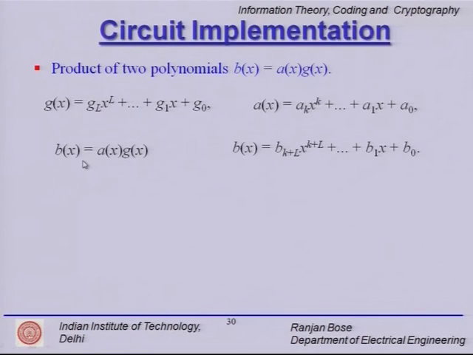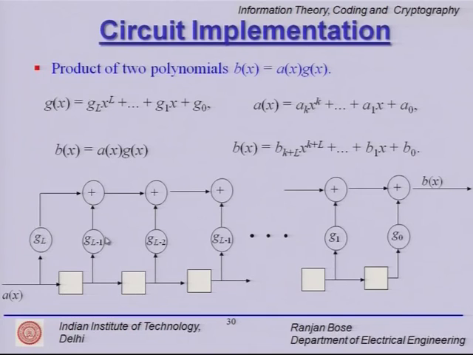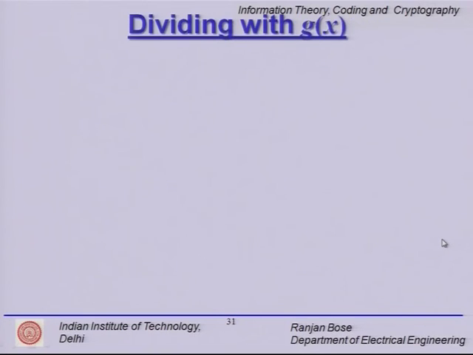So, b of x is nothing but a of x into g of x, and you multiply it out and you get these coefficients. Any a of x that comes in, we load it into your shift register. So, this is the incoming vector which is represented as a polynomial, or the elements are loaded here. I already have the coefficients, quickly they multiply and instantaneously you get b of x at the speed at which your circuit works. So, you load in your information word, you get the symbol out. So, it is really a real time operation.